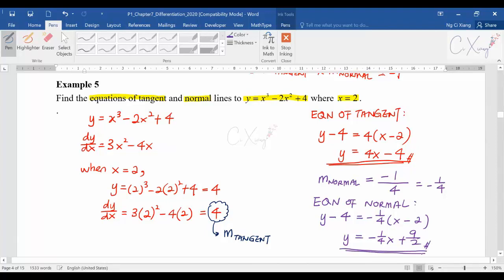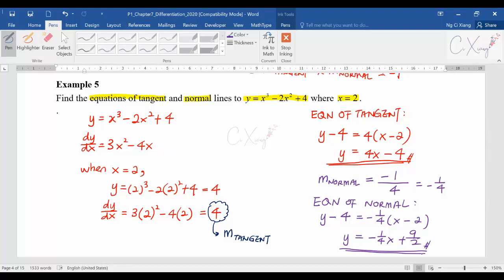Alright, so this is how we form the equation of tangent and normal. Just make sure that you remember what you need to form them. Of course, you need the gradient of tangent and the gradient of normal, therefore you need to do differentiation. Then you need the point also to form the equation, and the point you can get easily from the equation itself.